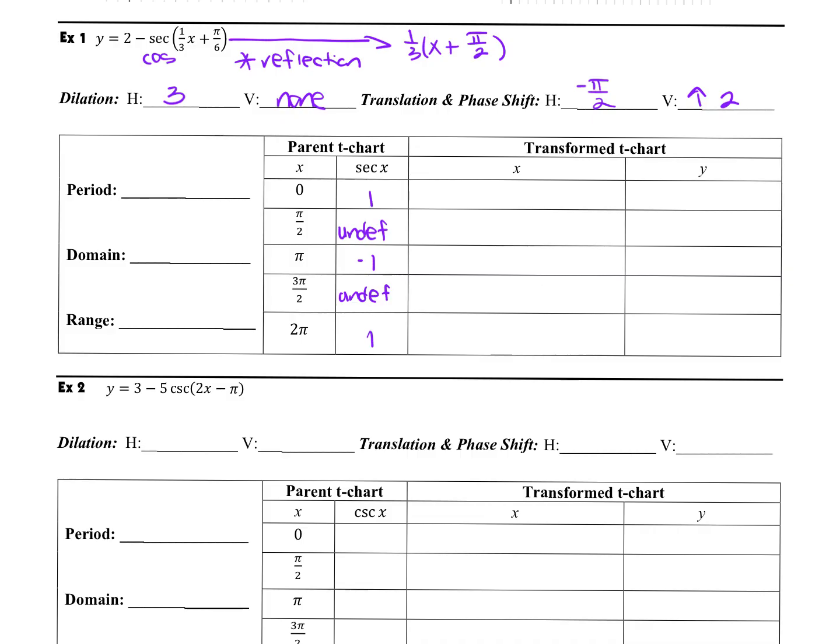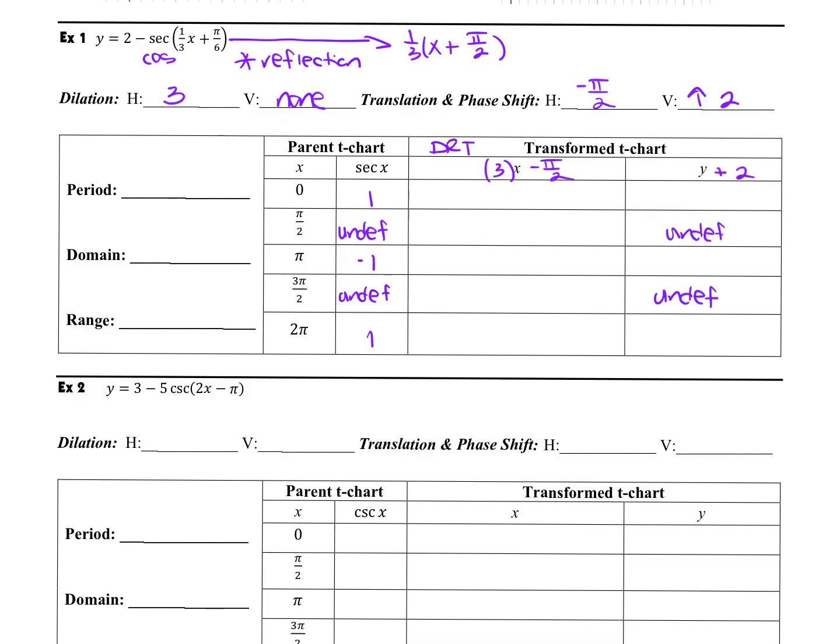Now, just like we did before, we can find our transformed t-chart. Remember, we're following that DRT. So we're going to take our horizontal dilation, and then we'll subtract our pi over 2. On our y's, we're just going to add 2 to all of our y values. Let's fill in these y's real quick because they're easy. Remember, these two are undefined, so those can't shift at all, so these will stay undefined.